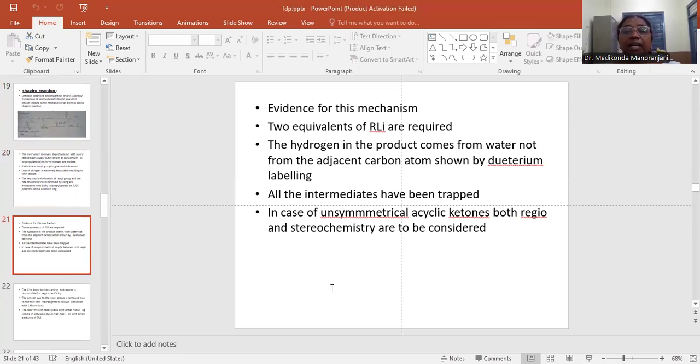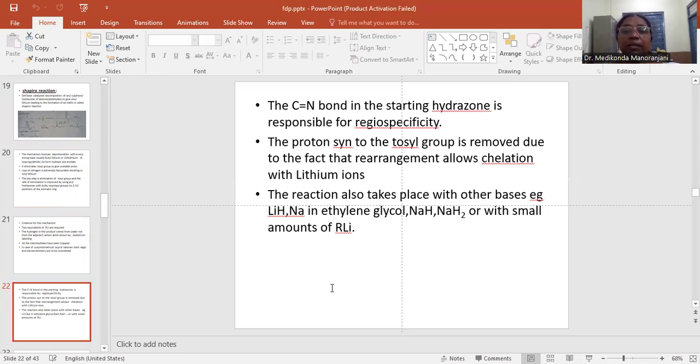Now, evidence for this mechanism. Two equivalents of RLi are required. The hydrogen in the product comes from water, not from the adjacent carbon atom, as shown by deuterium labeling. All the intermediates have been trapped. In the case of an unsymmetrical acyclic ketone, both regio and stereochemistry are to be considered. The C=N bond in the starting hydrazone is responsible for regiospecificity. The proton syn to the tosyl group is removed due to the fact that rearrangement allows chelation with lithium ions.